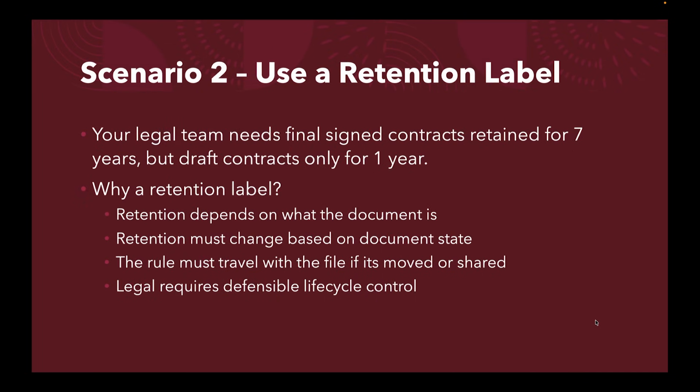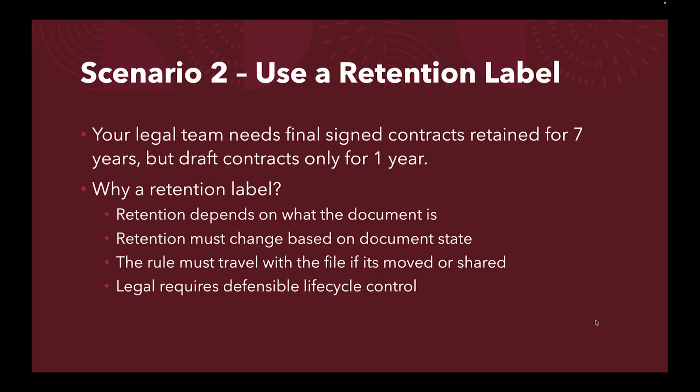Now, this is when you would use a retention label. Your legal team needs final signed contracts retained for 7 years, but draft contracts only for 1 year. So you're going to use a retention label because retention depends on what the document is, and also retention must change based on document state.